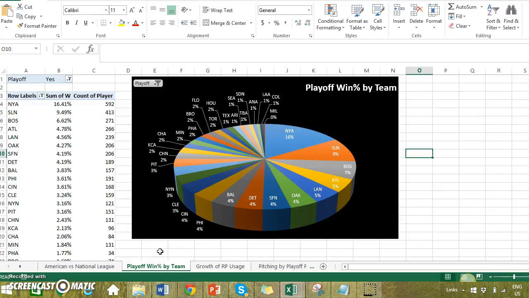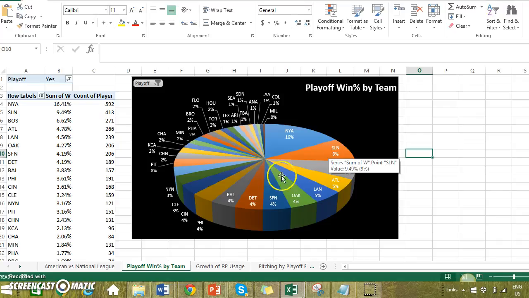Using a pie chart to visualize the distribution of playoff win percentage by team, this chart can be sliced into just teams of the American League or teams of the National League for additional granularity, as well as by year. The slicers will be on the dashboard tab, which we'll get to later on, but I just thought it was interesting that the New York Yankees have 16% of all playoff wins of all time. Second is the St. Louis Cardinals, and I was curious to see if this was due to having the best pitching or maybe any other reasons that could have led to it.